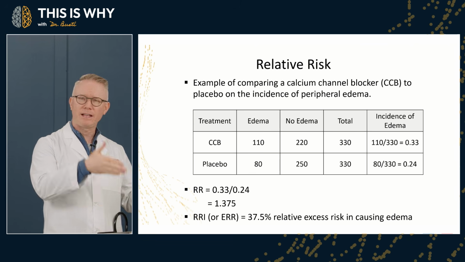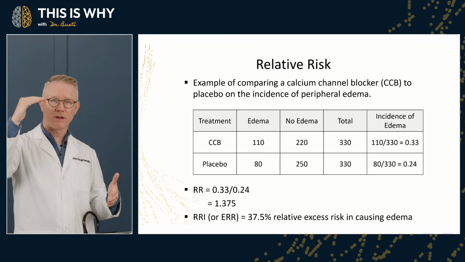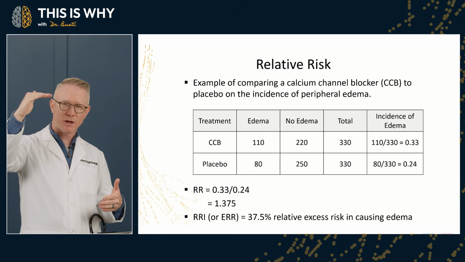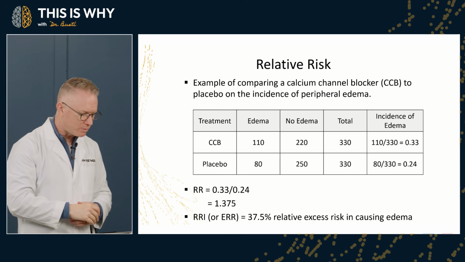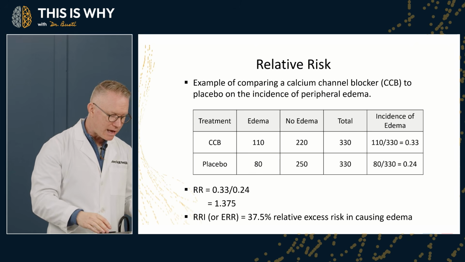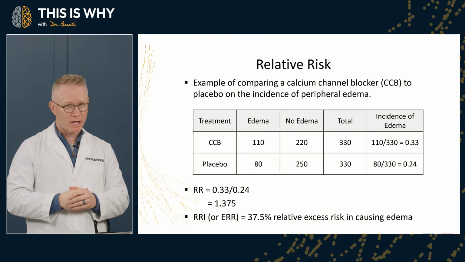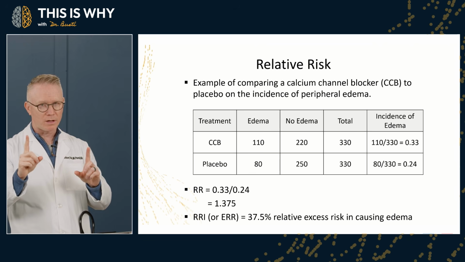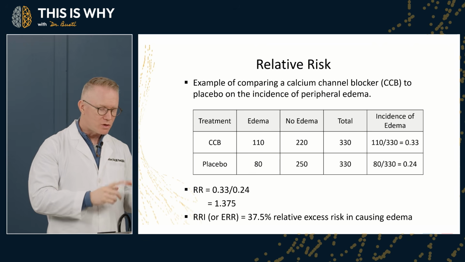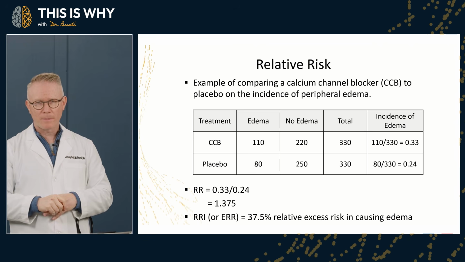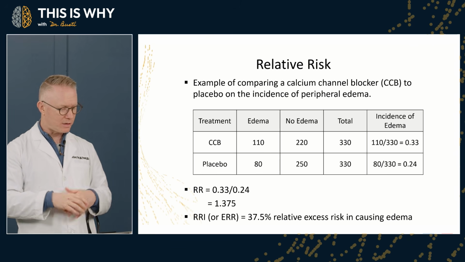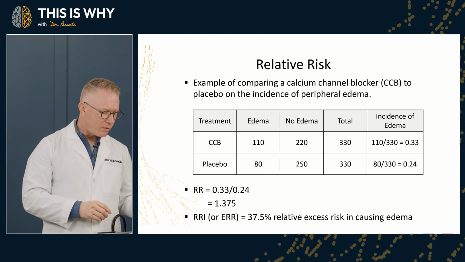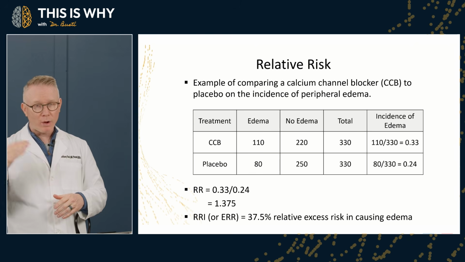Now you need to calculate the incidence, because remember, relative risk is the incidence of the exposed group divided by the incidence of the unexposed group. So you take 110 divided by the total at risk, again, the formula, the total at risk. So 110 divided by 330, and that gives you an incidence of 0.33, 33%. Placebo, 80 divided by 330 gives you 0.24.